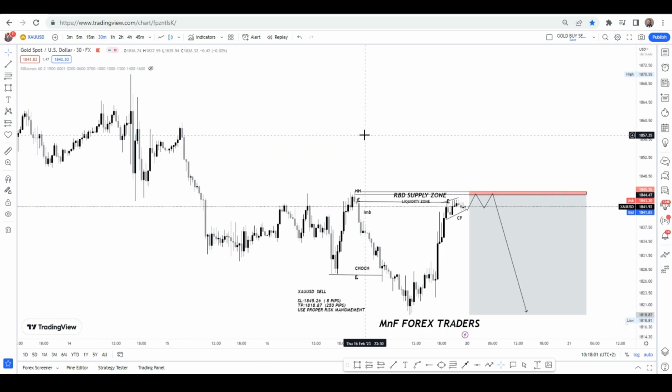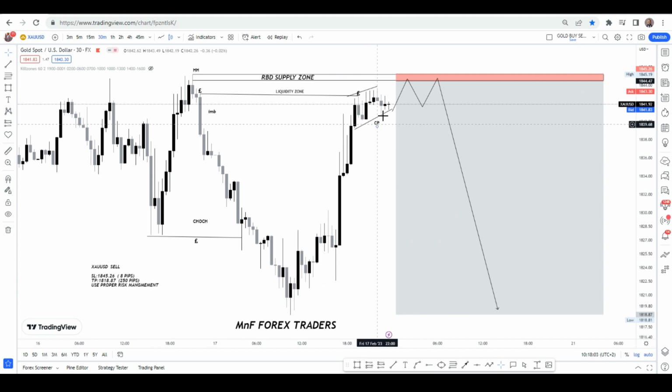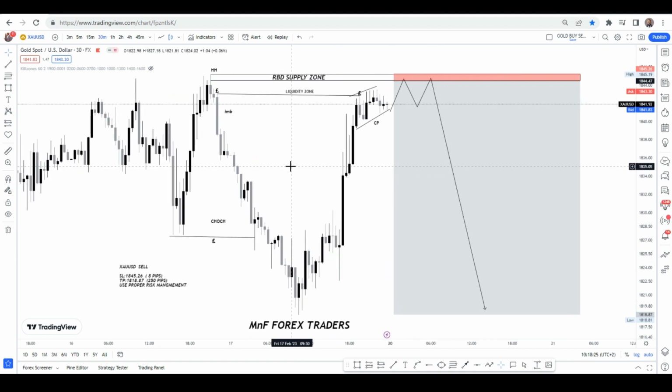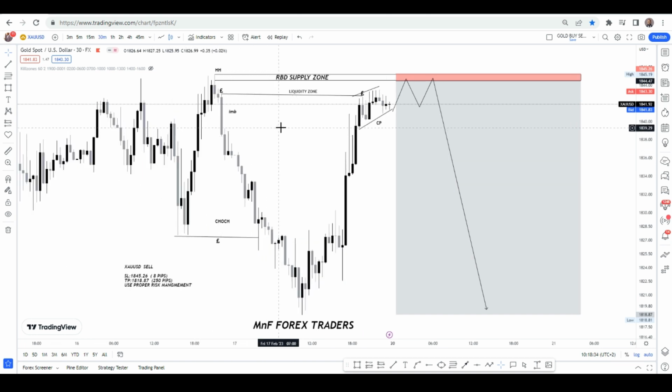So what we are really waiting for right here is just for the price to push back into this order block, and once we have our confirmation, we'll get involved right here. You can clearly see that our stop loss is 8 pips and our target is 250 pips, which is a risk reward ratio of 1 to 32, which is absolutely amazing. So we're just going to wait for this market to open and give us confirmation to enter, then we'll get involved. If it doesn't, it doesn't, right?